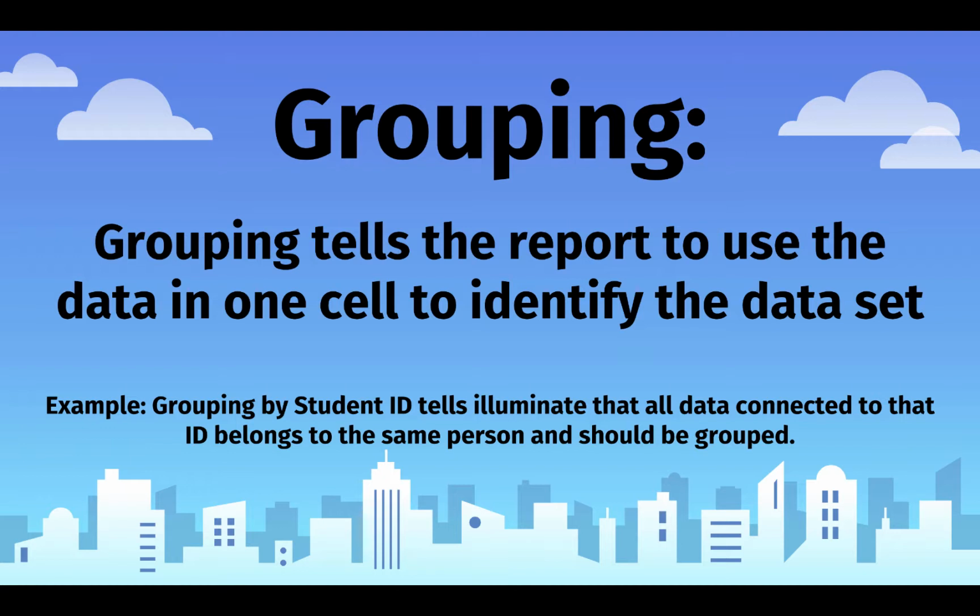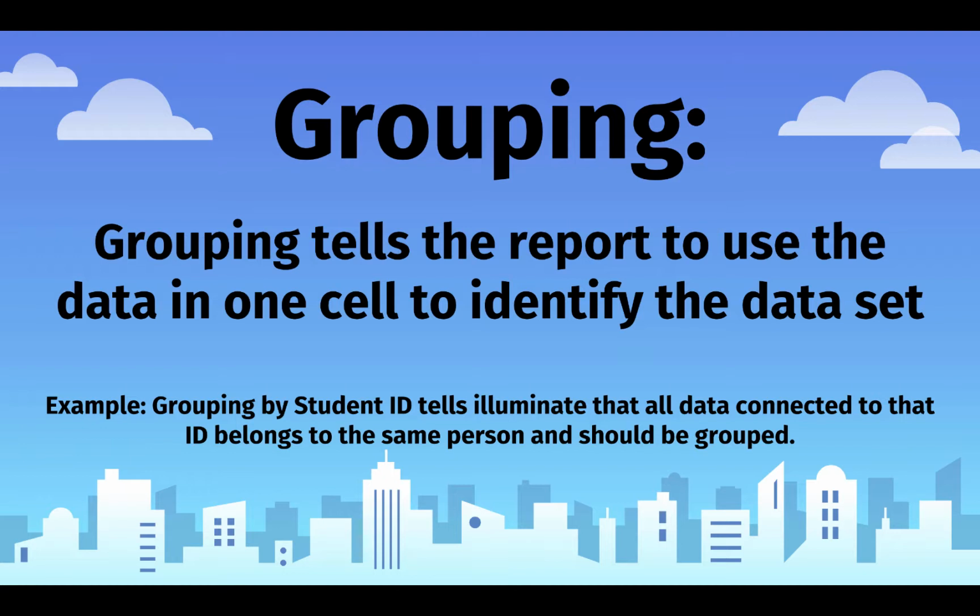A second option is to tell Illuminate to group scores based on an individual cell. So, an example would be if you're grouping by student ID, which is what we always do, you're telling Illuminate that all of the data connected to that ID belongs to the same person, should be grouped so that one row all the way across, all that data is tied to that student ID.